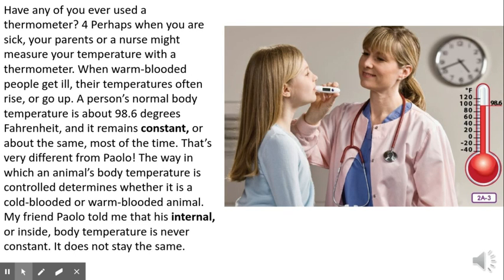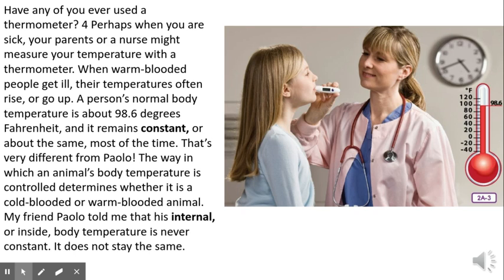Have any of you ever used a thermometer? I know everyone here has. Everyone that's been to school has, because they're taking temperatures at the door. Perhaps when you are sick, your parents or a nurse might measure your temperature with a thermometer. When warm-blooded people get ill, their temperatures often rise or go up. A person's normal body temperature is about 98.6 degrees Fahrenheit, and it remains constant or about the same most of the time. That's very different from Polo. The way in which an animal's body temperature is controlled determines whether it is cold-blooded or warm-blooded.